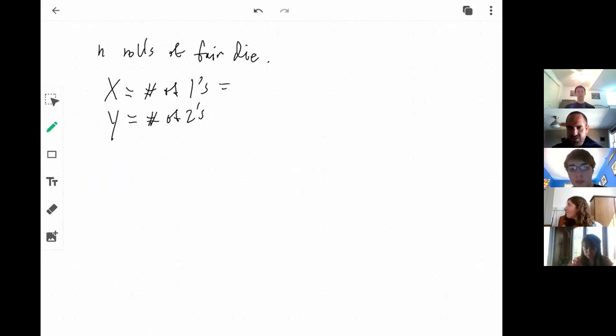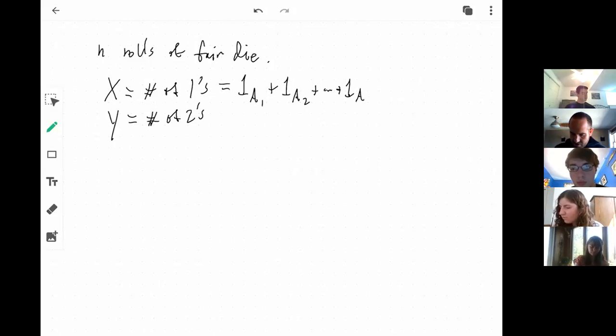My inclination is to write this as a sum of indicators, right? So indicator of A1 plus indicator of A2 plus ... plus the indicator of An. Where, how do you think I'm going to define Ai? What do you think the ith event is going to be? X is supposed to be counting the number of ones. Is that going to be rolling a 1 on the ith roll? Yeah. So 1 on roll i.